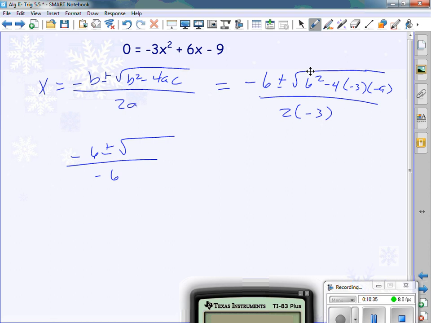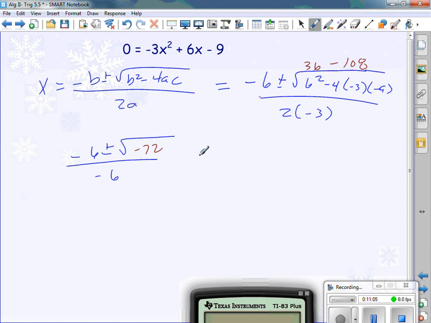Negative 4 times negative 3 is positive 12. Positive 12 times negative 9. Negative 108. 36 minus 108, negative 72. If you did not think and you just typed it straight into your calculator, it gives you an error. Why? You can't take the square root of a negative number.